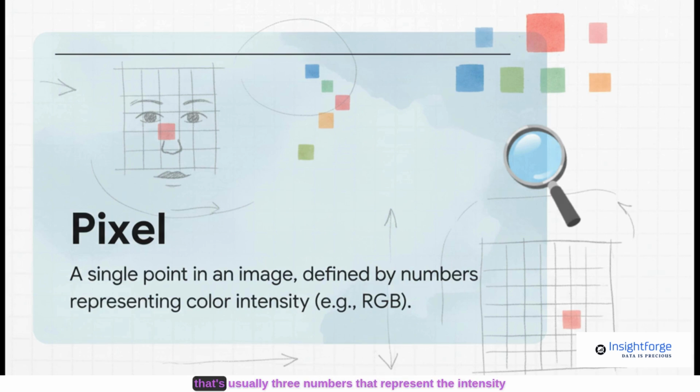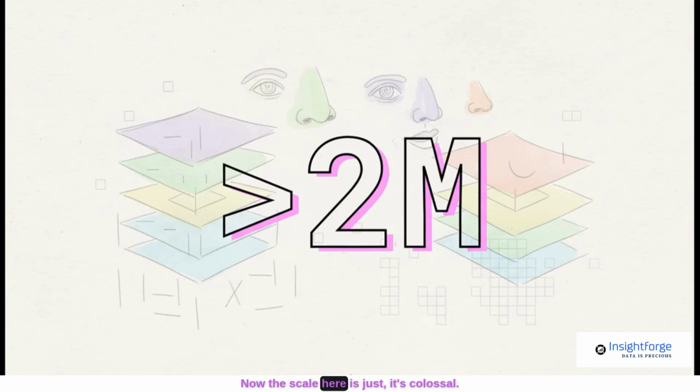For a color image, that's usually 3 numbers that represent the intensity of red, green, and blue light. So the computer doesn't see sky blue. Nope, it sees a coordinate with values, something like 135, 206, 235. That's it. Now the scale here is colossal. A single high-definition photo means the computer is staring at what is basically a spreadsheet with over 2 million rows. So the first absolutely monumental challenge is this: how do you find a human face, an eye, a nose, a smile, in that overwhelming ocean of data?